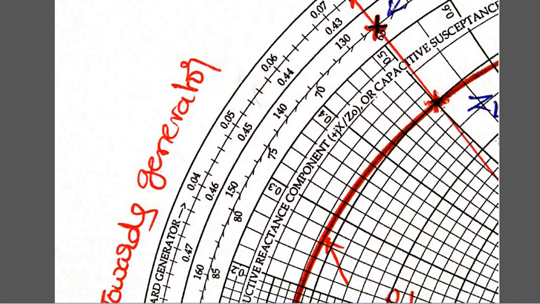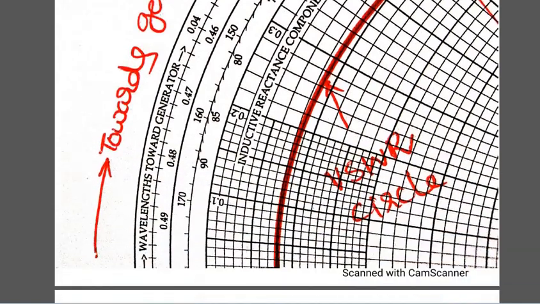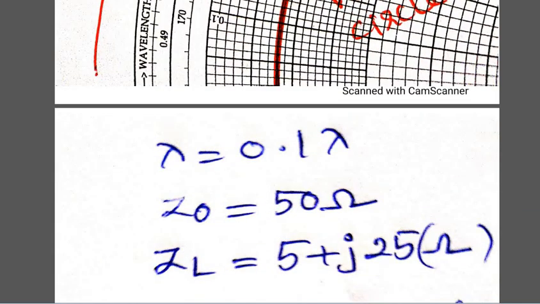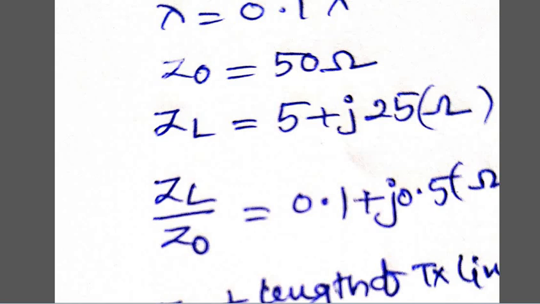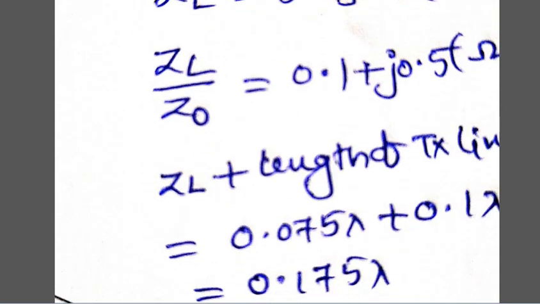We are moving on to the right side towards the generator. You know the characteristic impedance was given to you. You are moving towards the generator. What is the length of the transmission line given? 0.1 wavelength, or 0.1 lambda. Lambda is given as 0.1 lambda, Z0 equals 50 ohms, and ZL is the normalized one. The actual length will be added to the normalized ZL.